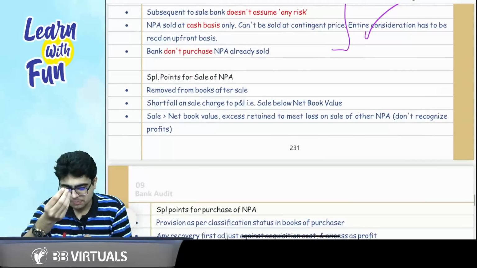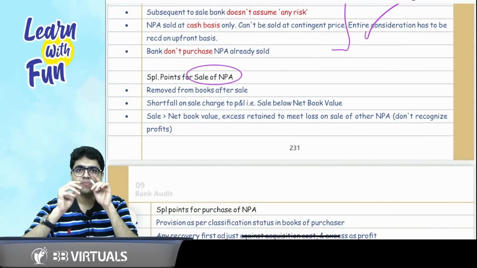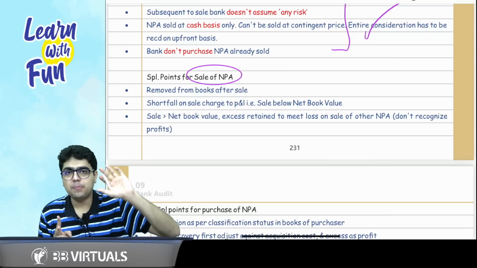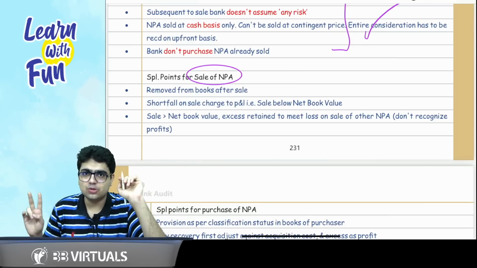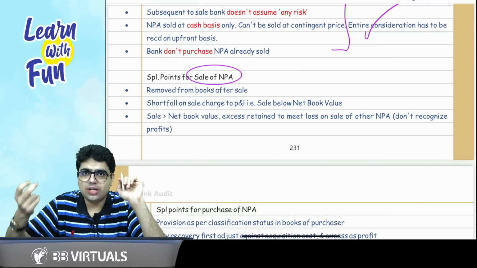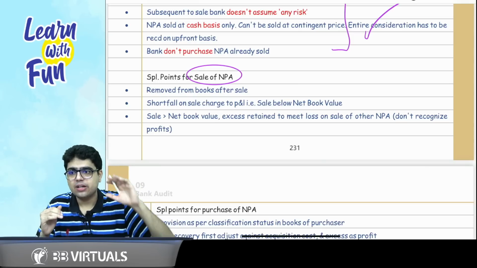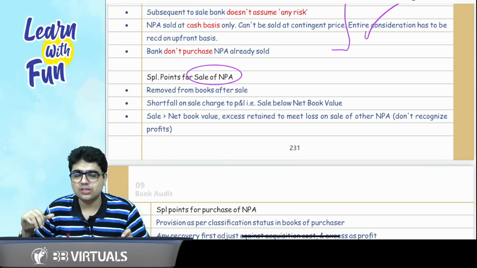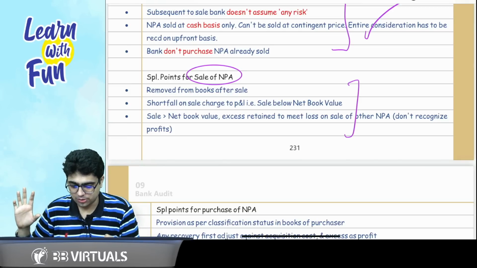Now, sir, special points for a sale of NPA. First of all, when you have sold, you can't buy it back. If you have sold it for a profit, can you recognize profit? Answer is no. Whatever excess you have received, you will retain it for future in case there is a loss on any other NPA. In case there is a loss on sale of NPA, book it to P&L. That's all that you need to remember.